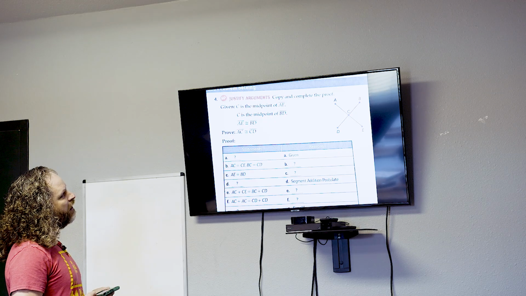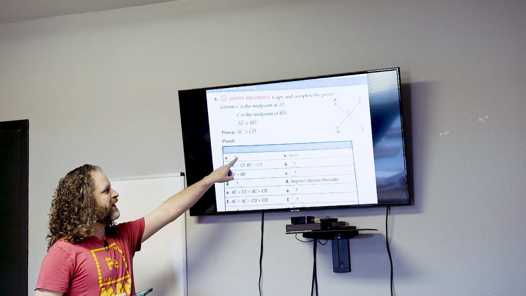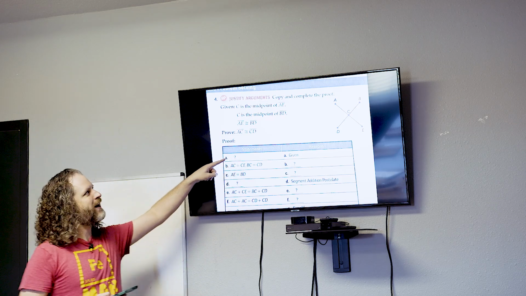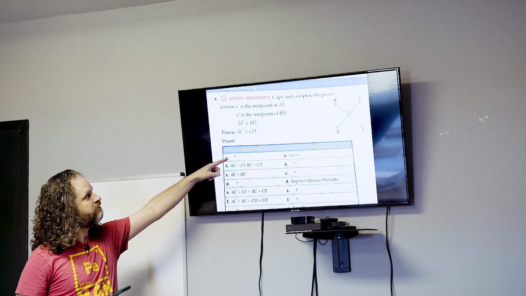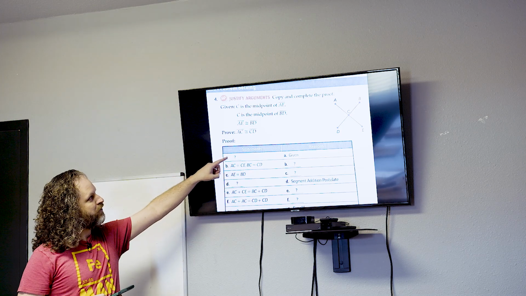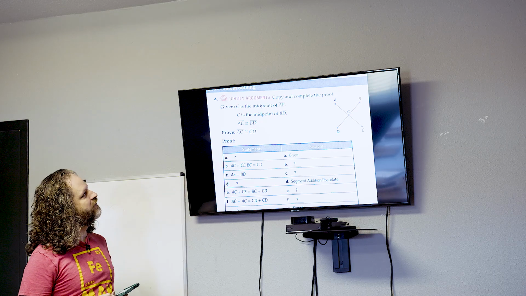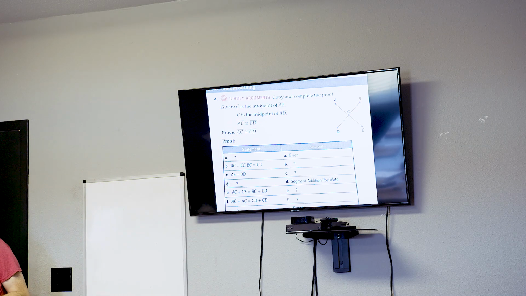All right, so let's do this one together. What would go here? That one's easy. What would be right here? AE is congruent to BD and probably also these things, right? All of the given bits. Yeah, that would be all the givens, listed right there.